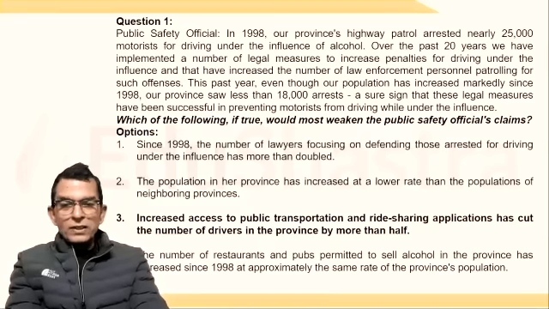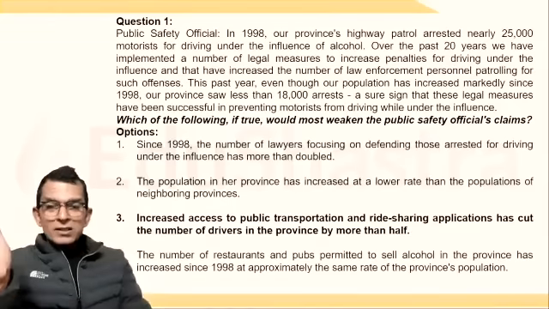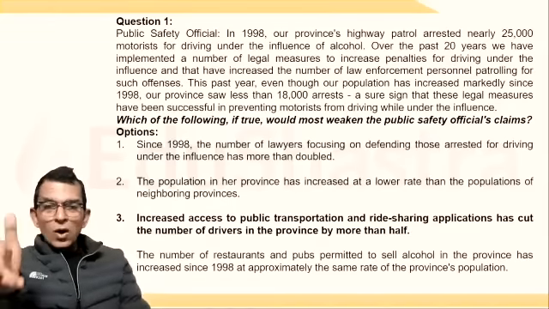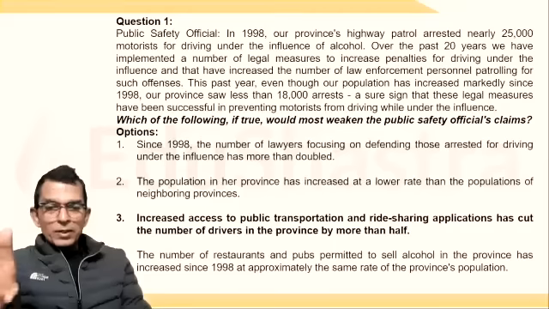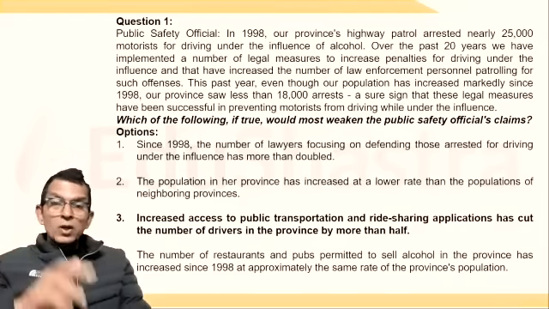Fourth and second is different. See, the fourth is different because it will not be able to say that legal measures have not been effective. The number of restaurants and pubs permitted to sell alcohol in the province. इसका मतलब क्या है कि drunkards बढ़ गए होंगे. Drunkards बढ़ गए होंगे. उसके बाद भी आप इसको नीचे रख रहे हो. Drunken driving को नीचे रख रहे हो.